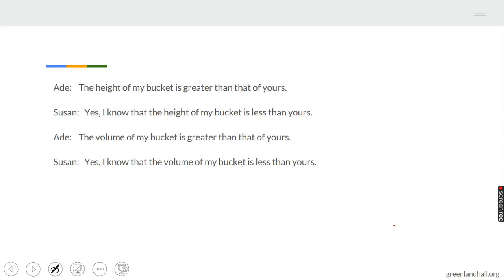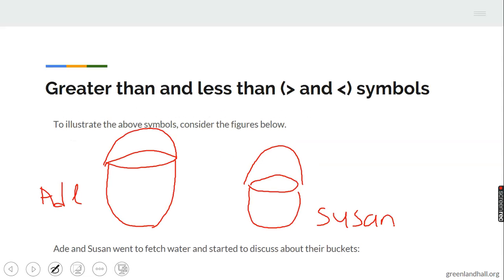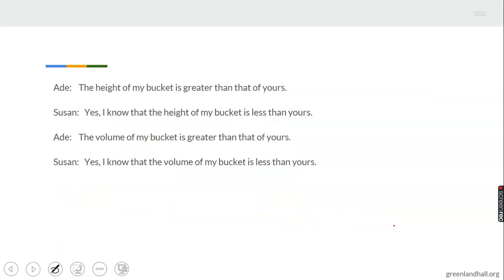Susan said, yes, I know that the height of my bucket is less than yours. Then Ade said, the volume of my bucket is greater than that of yours. And it's true, because a bucket that has a wide space will take a larger amount of water than the one that has a lesser space. Susan said, yes, I know that the volume of my bucket is less than yours. So we use this over and over again in everyday life. Mathematics happens in everyday life.